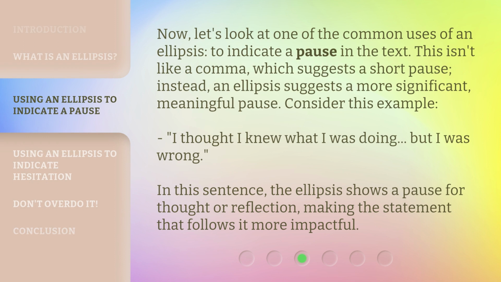Now, let's look at one of the common uses of an ellipsis, to indicate a pause in the text. This isn't like a comma, which suggests a short pause. Instead, an ellipsis suggests a more significant, meaningful pause. Consider this example. I thought I knew what I was doing... but I was wrong. In this sentence, the ellipsis shows a pause for thought or reflection, making the statement that follows it more impactful.